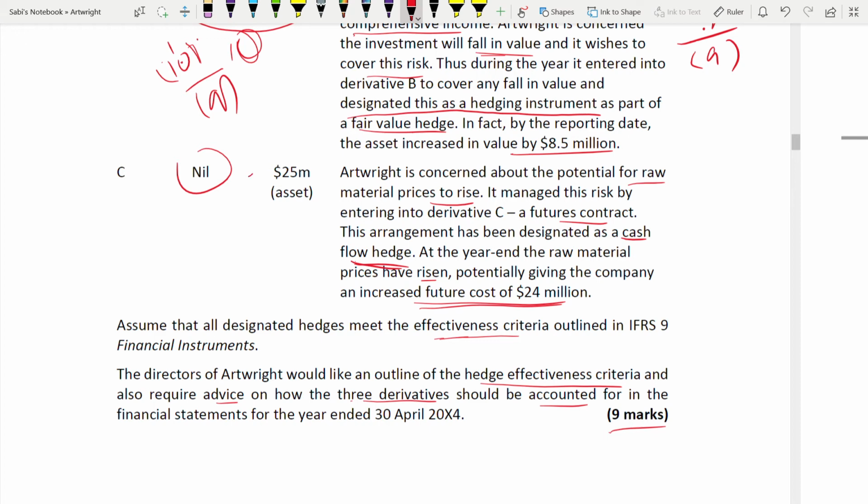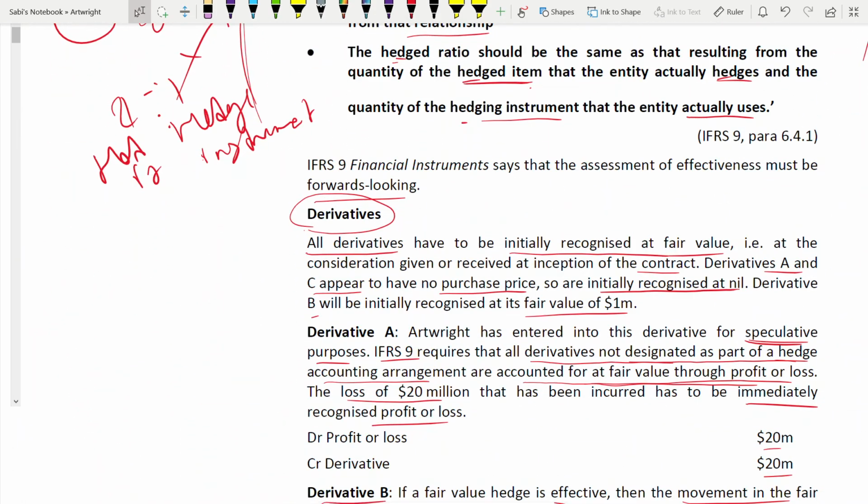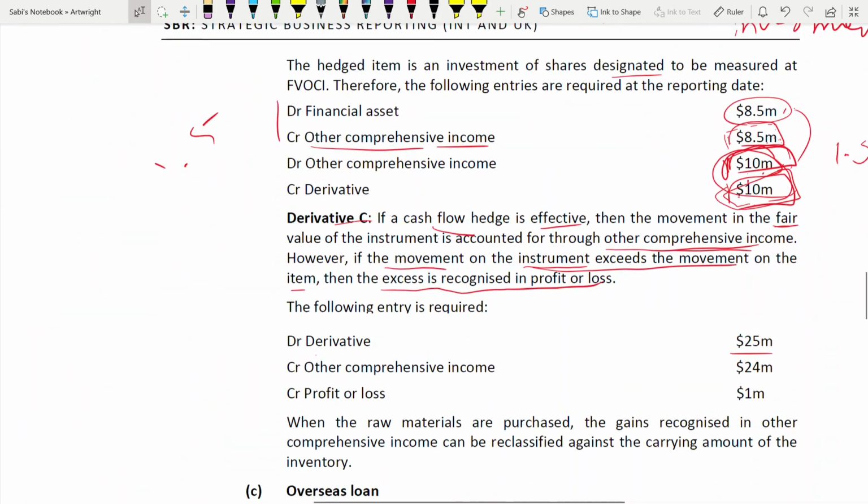This is a derivative, and this is the hedged item. And what did they say? Read again. Movement on the instrument exceeds the movement on the item. So movement on the instrument is 25 and this item is 24. If this exceeds, the excess is recognized in profit and loss. That means 25 minus 24. What is the difference? 1. Only this one is recognized in profit and loss. But 24 will be recognized in OCI. Credit is a gain. Only 1 million. Sorry, it's not a loss, but it's an excess that is recognized. Credit, it's a gain.